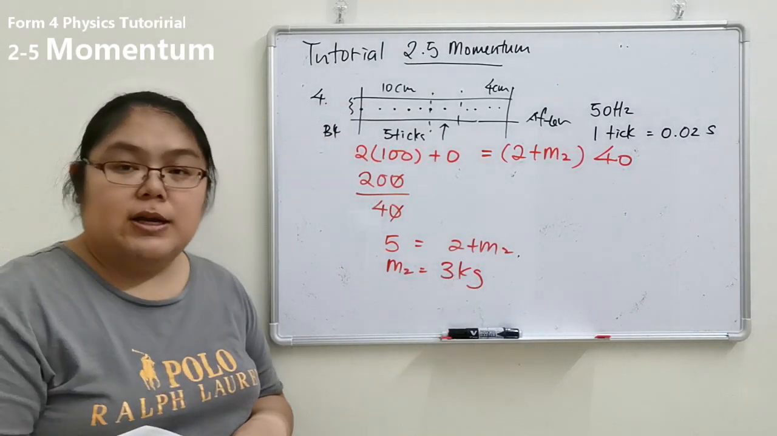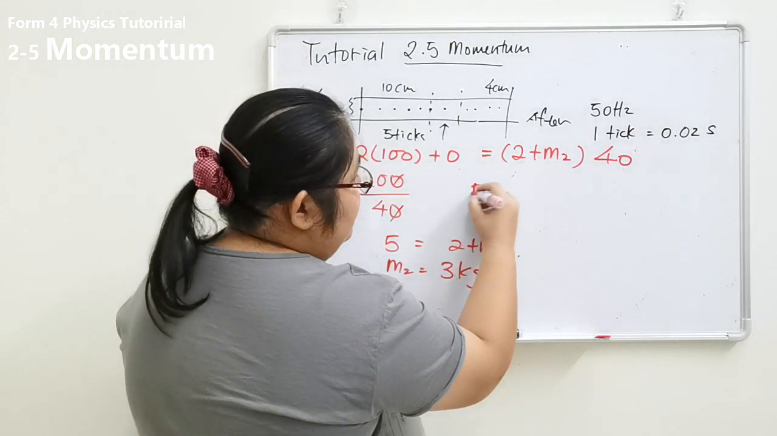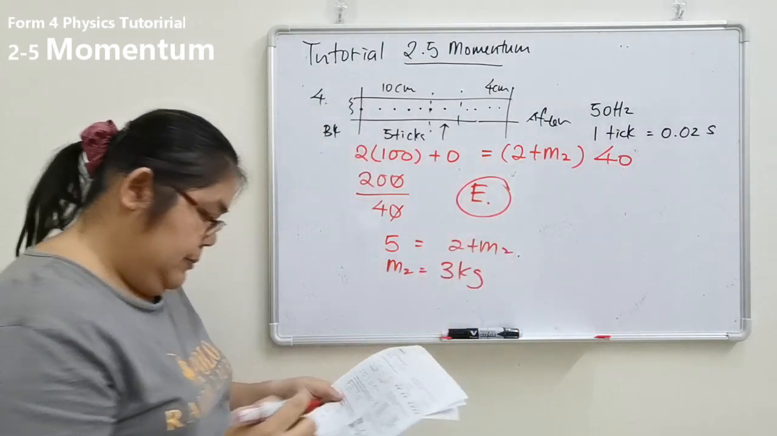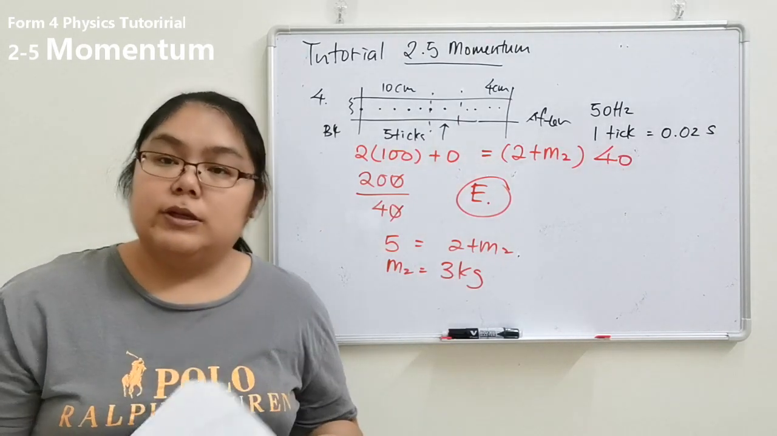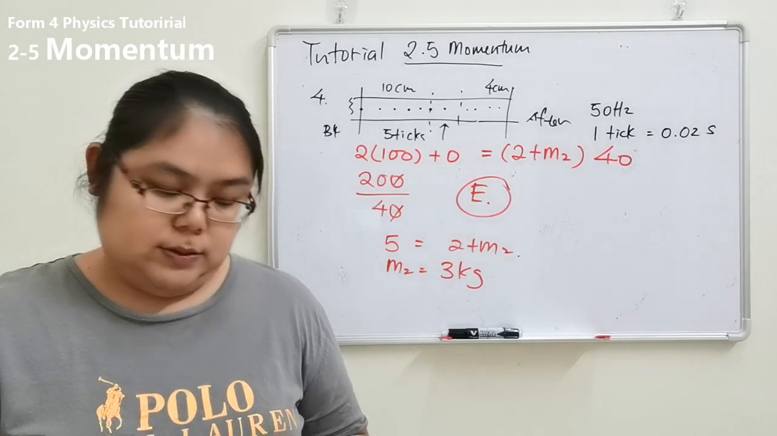Okay, so this one is a 4. The answer is E, elephant. So this one is one of the questions. They're using the formula also, but they want to find the mass.